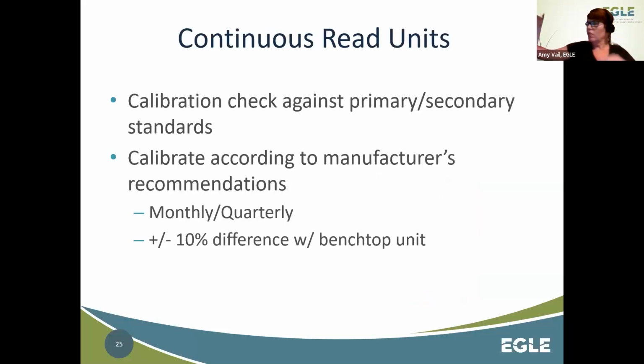For continuous read units, that a lot of people have, again, you can check your calibration against, sorry, I should just say secondary standards on here. And you want to check according to the manufacturer's recommendations. So some say monthly, some say quarterly. And you can always compare it with your benchtop units. So you can take the same sample and see what it is in the continuous read one and run it on the benchtop and see if they're comparable. So that helps you with just making sure everything's running right.